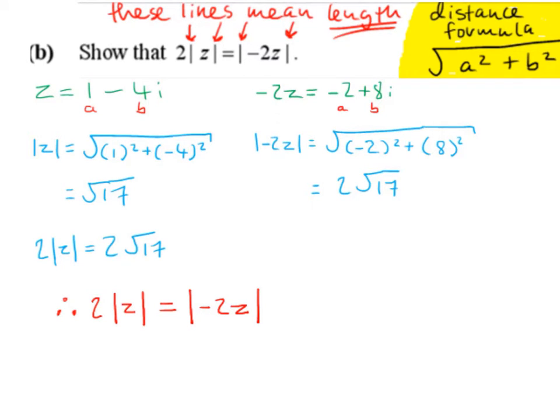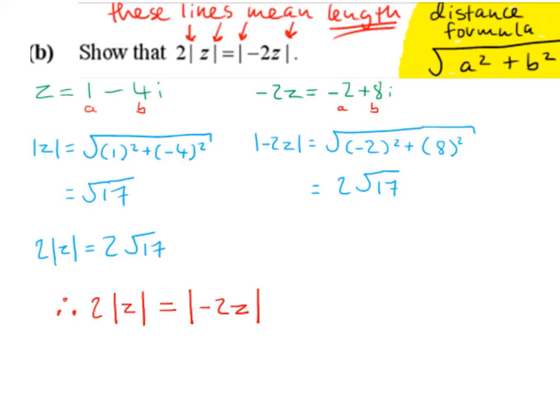So let's start off with the modulus of z. So z is 1 minus 4i. So the modulus of z is going to be the square root of a squared, which is going to be 1 squared, plus b squared, which is going to be minus 4 squared. So 1 squared is 1, minus 4 squared is 16, and 1 plus 16 is 17, so we get the square root of 17. So the modulus of z is the square root of 17, so 2 times the modulus of z will be 2 root 17.